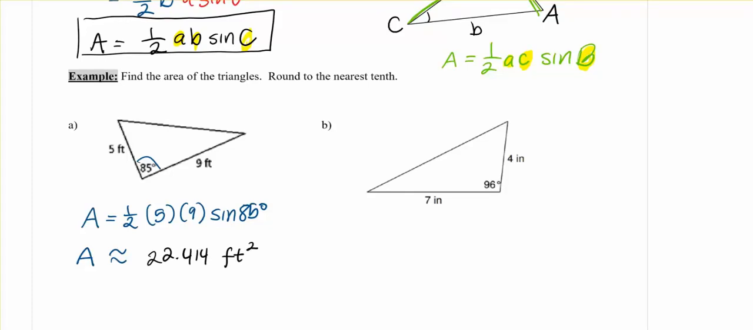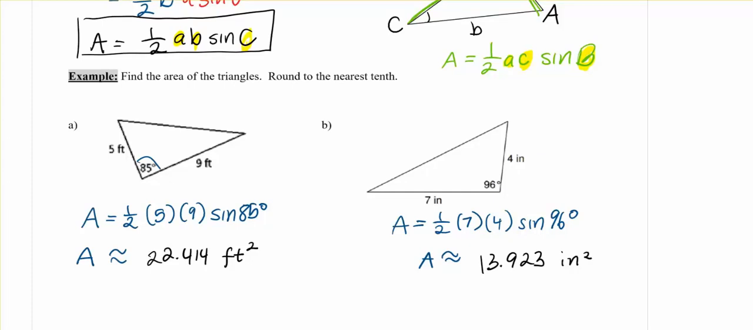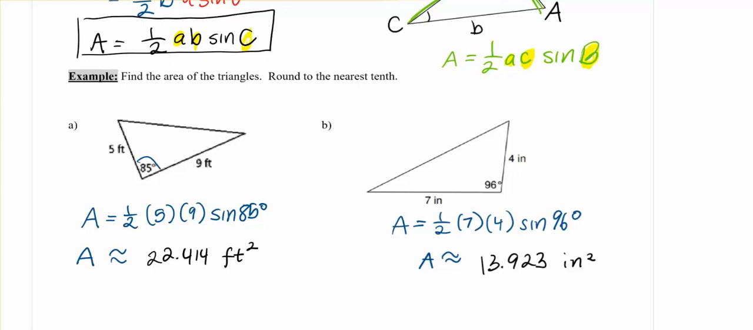It doesn't matter if the triangle has an obtuse angle, you can just use that. So again, I have two sides and the angle in between. So it's just going to be 1/2 times 7 times 4, and then sine of the angle in between. And this one we get 13.923 inches squared. If the numbers worked out cleaner, like a 30, 60, 90, then we'd write the answer differently. But because these angles are not common angles we've studied, we just have to write it as decimals.